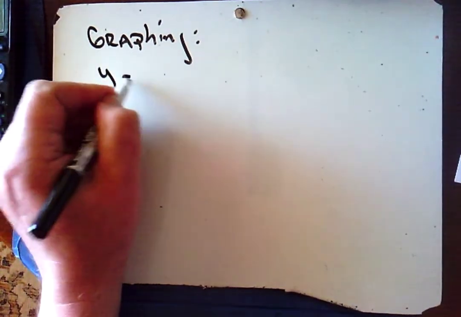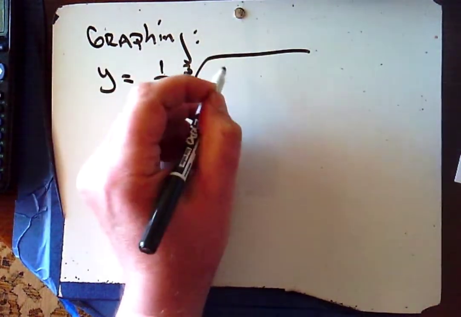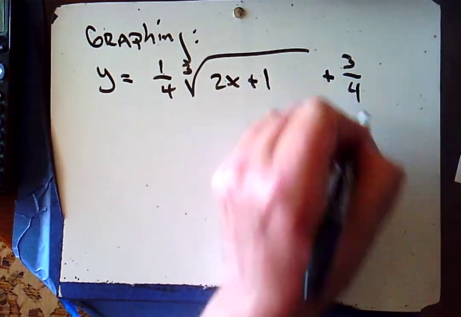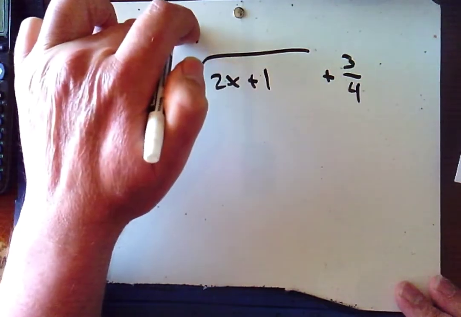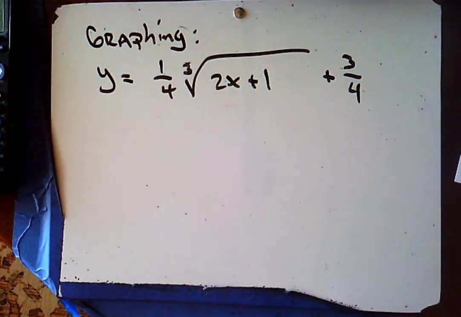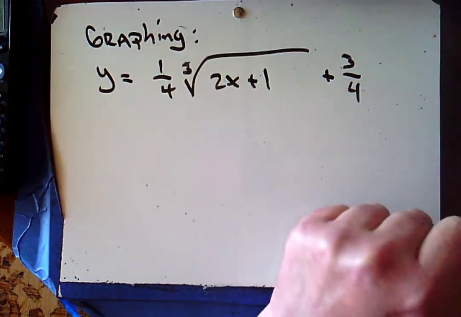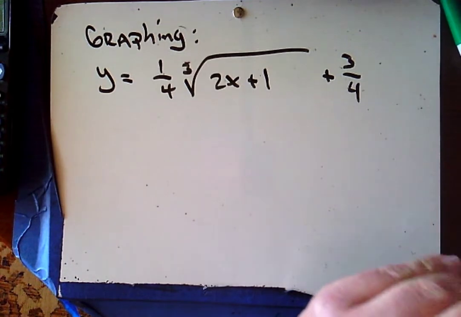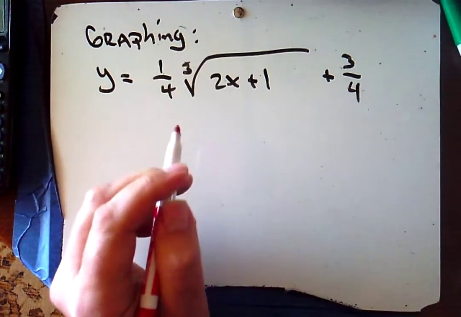Here's the first one, y equals 1/4 cube root of 2x plus 1, plus 3/4. Okay, and that's a cube root there. 1/4 cube root of 2x plus 1 plus 3/4. Will you please graph that? Why don't you pause your video, give it a go for graphing, and come back after you've tried it.